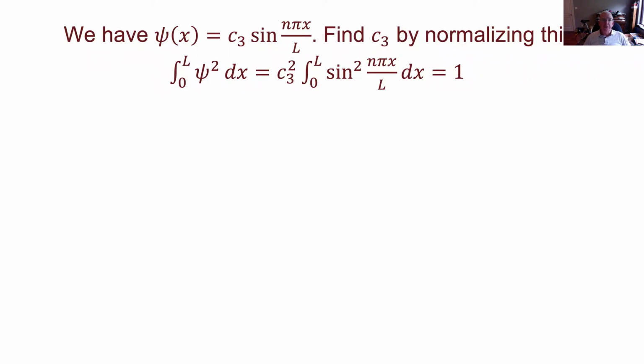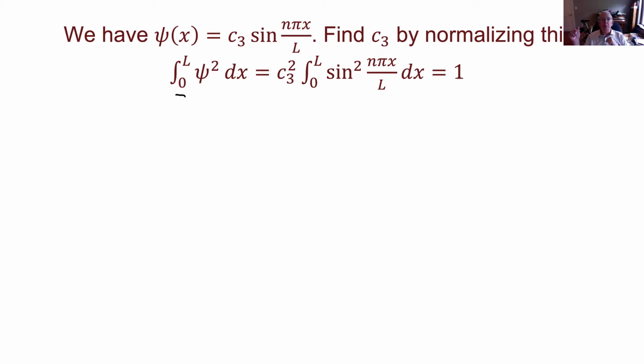I want to find C3 by doing the normalization. My limits of my integral here are going to go from 0 to L. That's just because that's the range of values for which the wave function can exist, right? If, in fact, x goes outside of that range, then we know the wave function is 0. So we don't have to integrate out there.